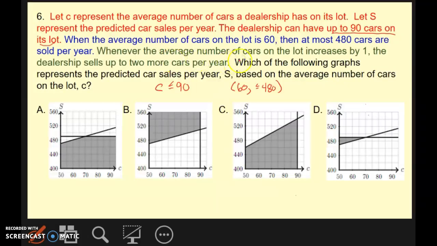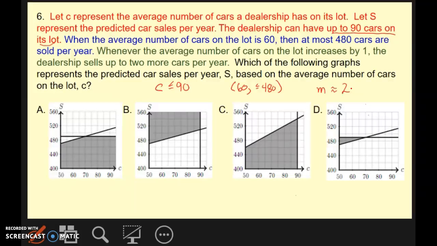So whenever the average number of cars in the lot increases by 1, the dealership sells up to 2 more cars per year. That sounds like a slope. Oops, got them upside down. An increase of 1 in the horizontal corresponds to up to 2 for the vertical change. So my slope is roughly 2. So I'm going to try and pick out these pieces of information and see if I can get to the correct answer based on that.